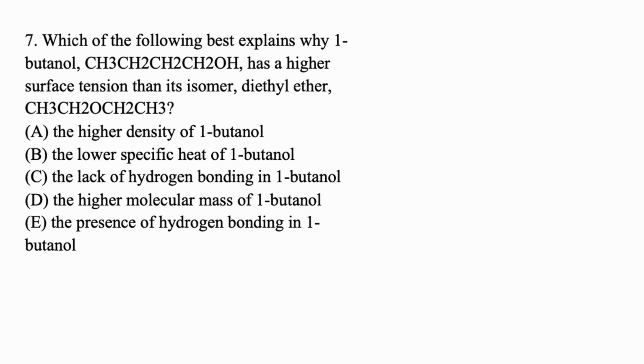Number 7, which of the following best explains why 1-butanol has a higher surface tension than its isomer diethyl ether? So if you look at the two substances, 1-butanol has an OH on the end of it. Remember that OH on the end of a molecule is going to participate in hydrogen bonding, which means it's going to attract to water more, which is why it's going to have a higher surface tension. So the answer to this is due to the hydrogen bonding in the 1-butanol, which is the top substance. So the answer for this one would be E.